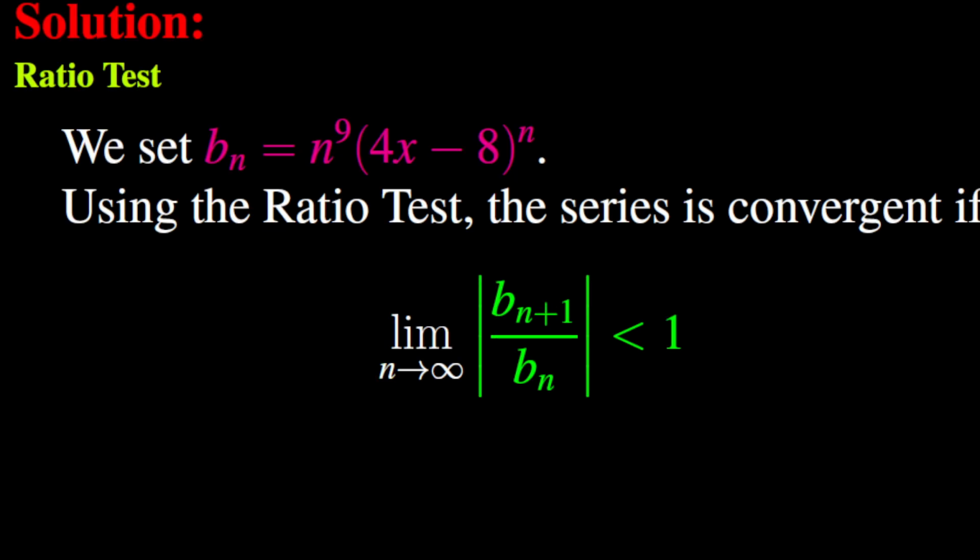We define the sequence b_n as n to the power 9 times (4x minus 8) to the power n. In order to determine the interval of convergence of the series, we will use the ratio test. The series converges if the limit of the absolute value of the ratio of the n plus 1 term to the nth term is less than 1.